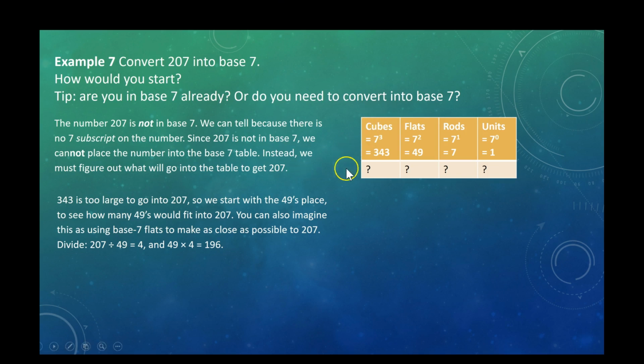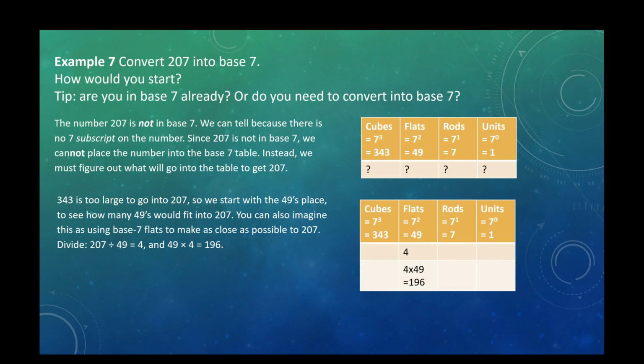Instead, we're looking at what goes into the table to equal 207. So we're going to start with our cubes, 343, and that's too large. So then we go to the 49s place and see how many 49s would fit into 207. If you divide 207 divided by 49, you get 4. And 49 times 4 is 196. Now wait a second, look at this for a second. I took the decimal remainder off there. If you on your calculator do 207 divided by 49, you don't get 4. You get 4 point something, but that means you need 4 flats.